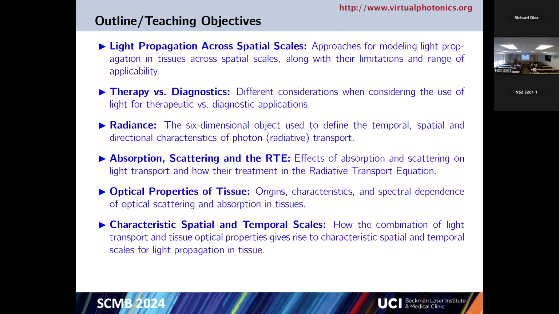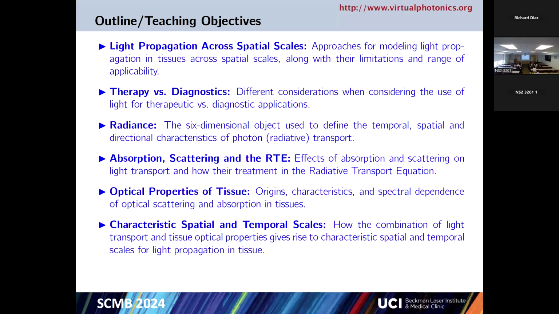And so we're going to talk about the radiance. It's a 6-dimensional object that's parameterized with time, space, and angle. So you have 1 dimension of time, 3 dimensions of space, and 2 dimensions of angle. So that's 6 dimensions. And it can be quite daunting. It was for me, at least, when I first tried to wrap my head around that.